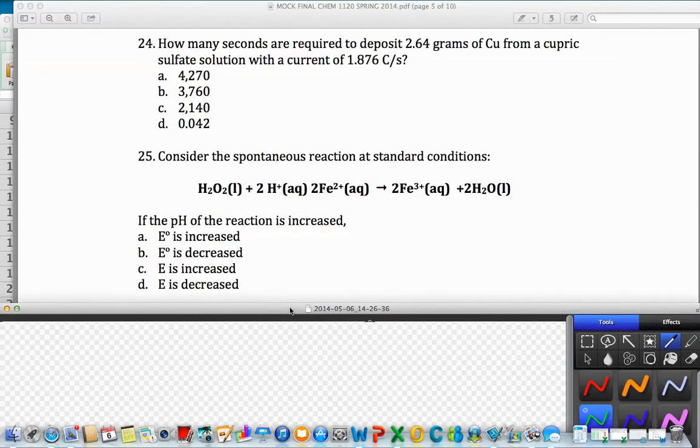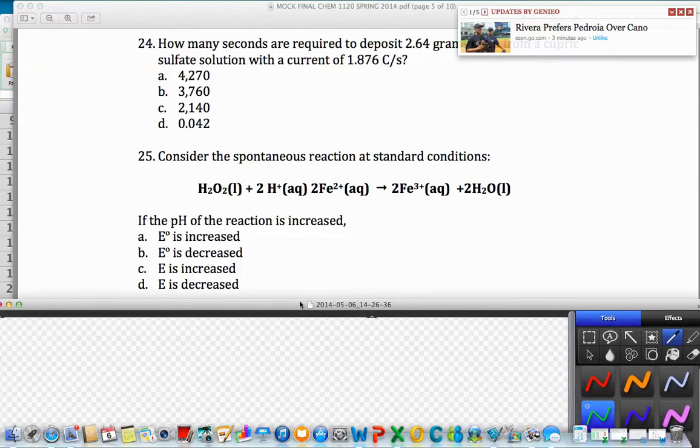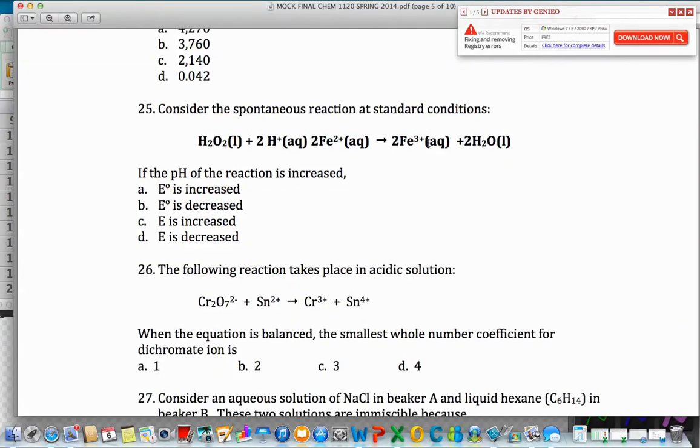Moving on to number 25. We know from the Nernst equation, actually I'm going to try to scroll this up a bit.